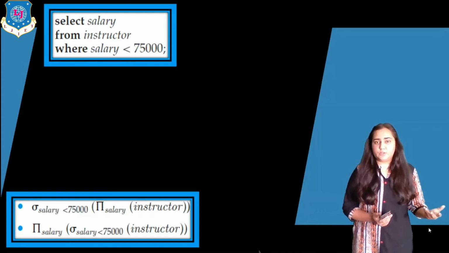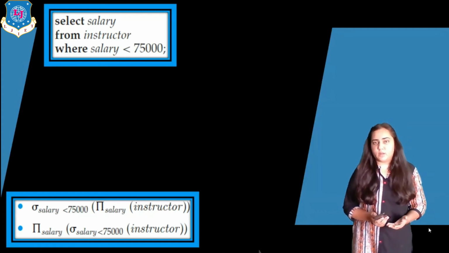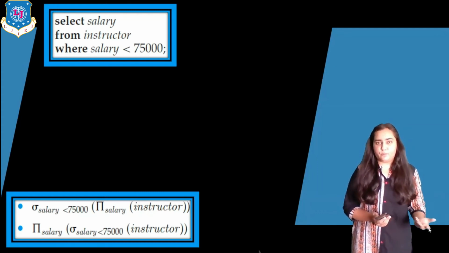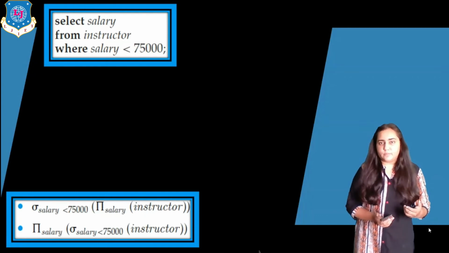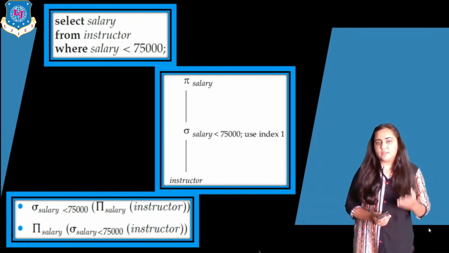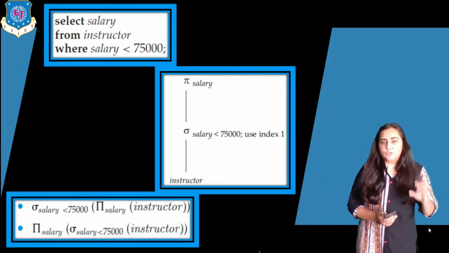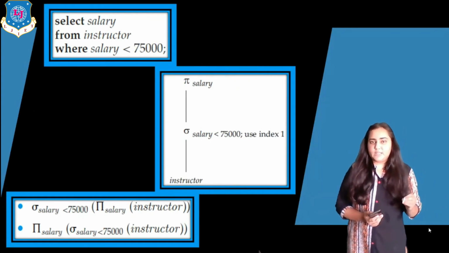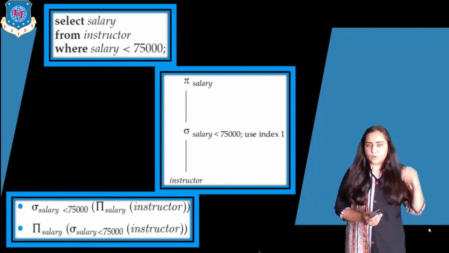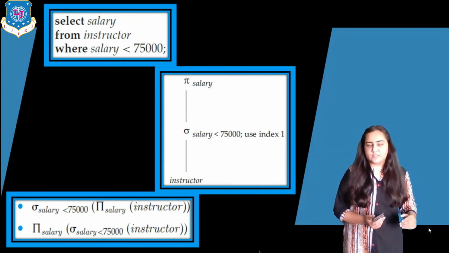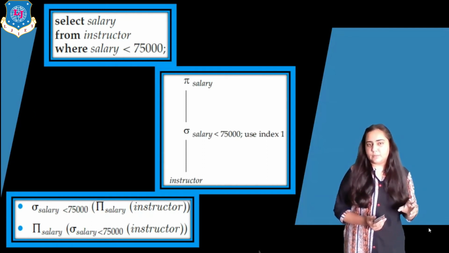Sometimes it's better to do a pi operation before sigma, and sometimes it's better to do sigma before pi. So based on all the calculations, the system will select one option, and then that option is converted into an evaluation plan like this. So in this plan, I'm basically specifying what to do first and what to do next. This is a sort of a tree.